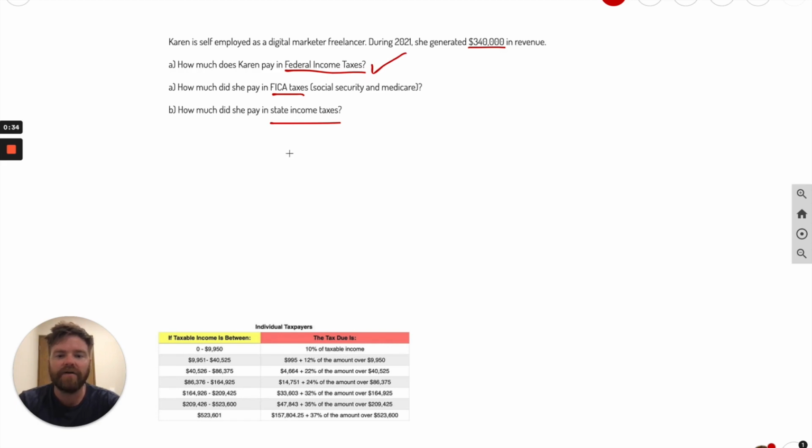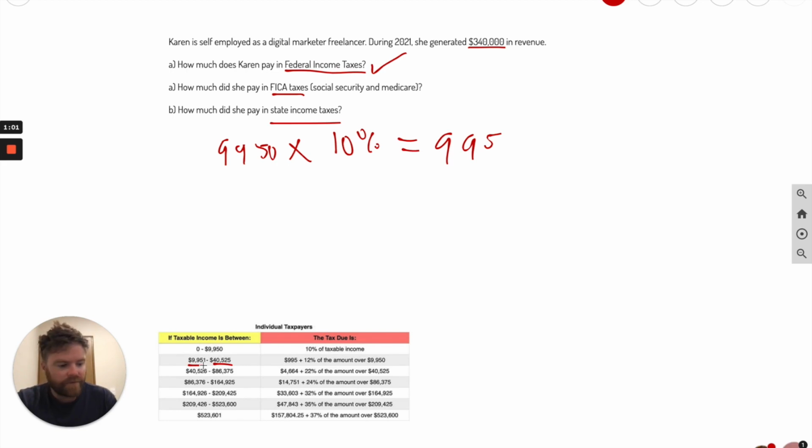Now we've done this a lot already. Let's just keep practicing it so we can make sure we nail it in. So the first bracket, as you know, is 9950. We're going to multiply that times 10%. And that's going to be 995. Now the next one here, take the large number, subtract the small number. So it's going to be 40,525 minus 9951. And we get 30,574.